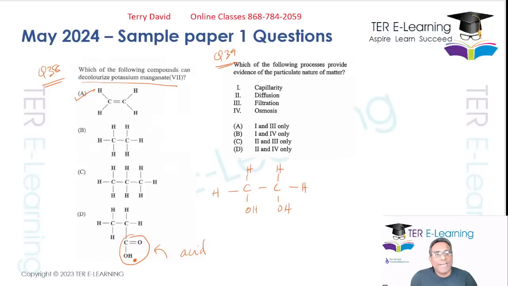So question 39. People are saying the answer is D. Let's see if that's making sense. When it comes to the particulate nature of matter, filtration is out, right? Diffusion, yes. Osmosis, yes. Capillarity, no. So the answer is going to be 2 and 4. Be careful when you're choosing your answers, eh? So it's 2 and 4, so the answer is D.